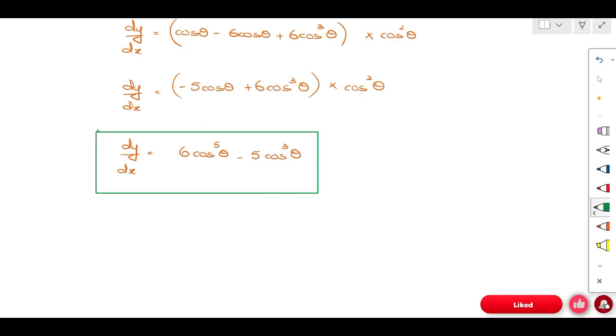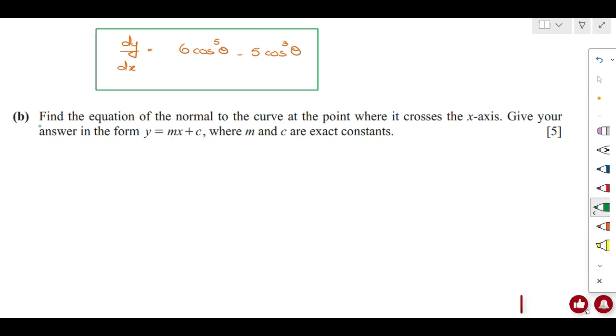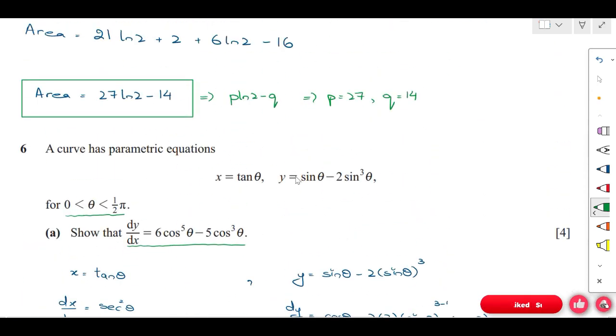This is how we found the derivative. Now for part B, find the equation of normal to the curve at the point where the curve crosses the x-axis. When the curve crosses the x-axis, y should be equal to 0. Give your answer in the form y equals mx plus c, where m and c are exact constants. For the equation of normal, we need the gradient and we need the point. So the point is when y is equal to 0 for this curve, we need to just solve for the x value.